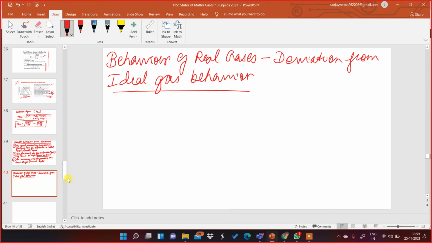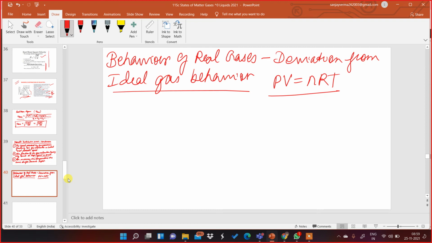Now we know gases obey the gas laws or the gas equation under all conditions of temperature and pressure. So if these gases obey the gas equation, the gas equation is PV = nRT. If they obey this gas equation, then these gases are called what? Real gases. Now they tend towards ideality at low pressure and high temperature.